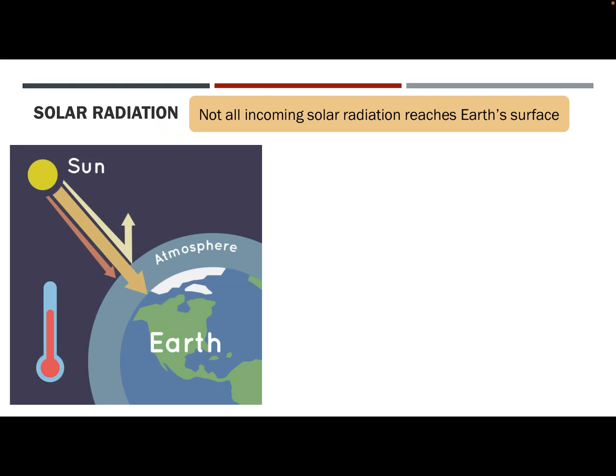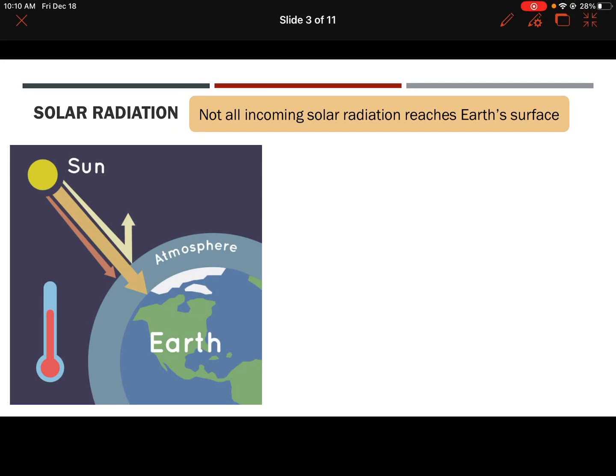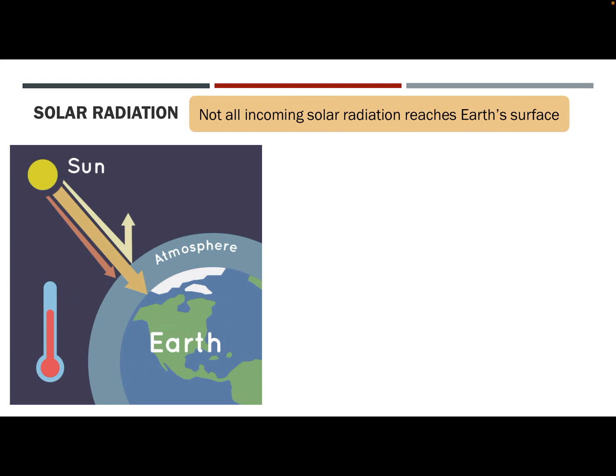So let's start by talking about what the greenhouse effect is by looking at solar radiation. It's important here to see that not all incoming solar radiation reaches Earth's surface. And this is a very good thing, because that would be very bad for us if it did. When we're looking here, we see we have the sun coming in, the atmosphere is having some of it bounce off, and some of it is making it through, which is giving Earth a nice, warm, happy place to live.